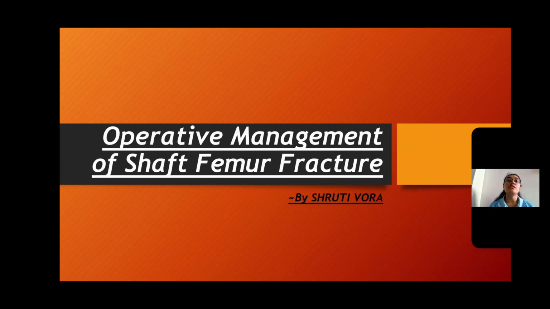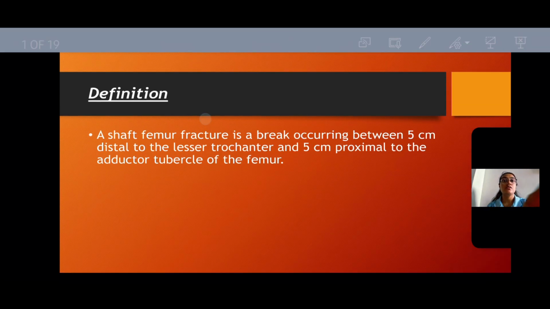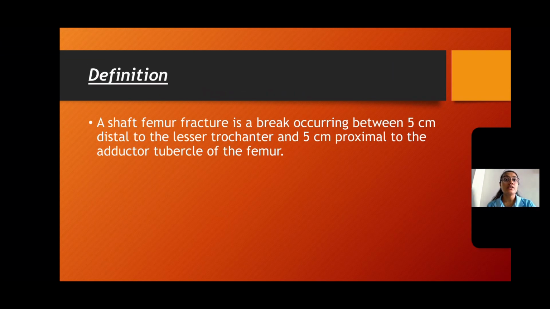Today I will explain the operative management of shaft femur fracture. So first, what is shaft femur fracture? Shaft femur fracture is a break occurring between 5 cm distal to the lesser trochanter and 5 cm proximal to the adductor tubercle of the femur.